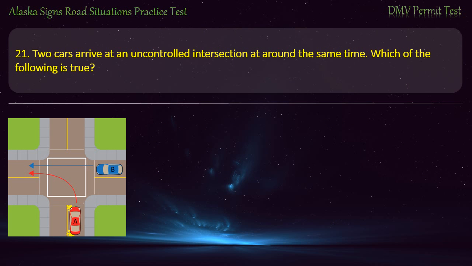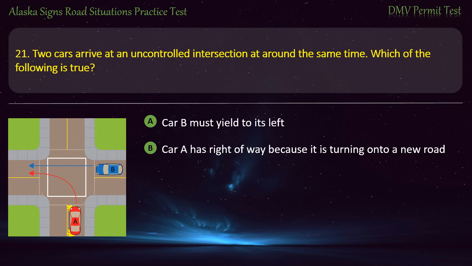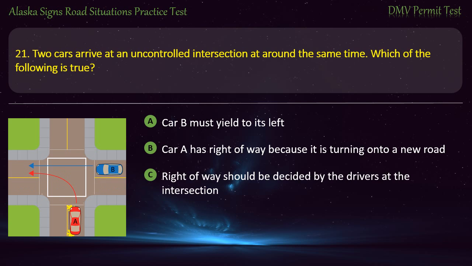Question 21. Two cars arrive at an uncontrolled intersection at around the same time. Which of the following is true? Car B must yield to its left. Car A has right-of-way because it is turning onto a new road. Right-of-way should be decided by the drivers at the intersection. Car A must yield to its right. Answer. Car A must yield to its right.